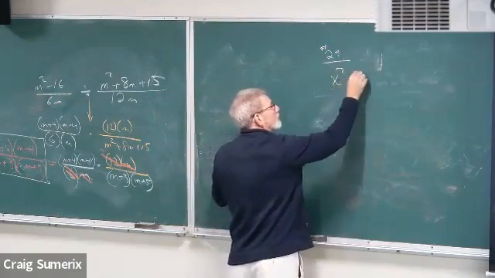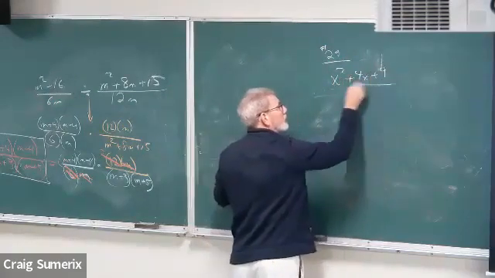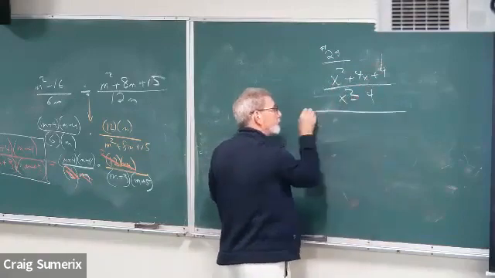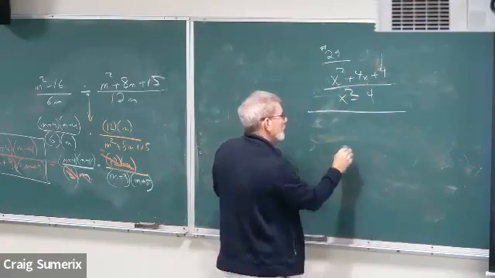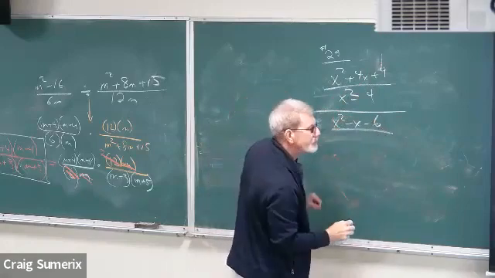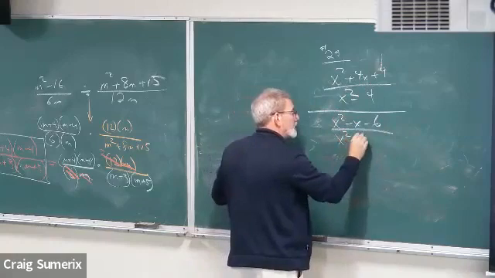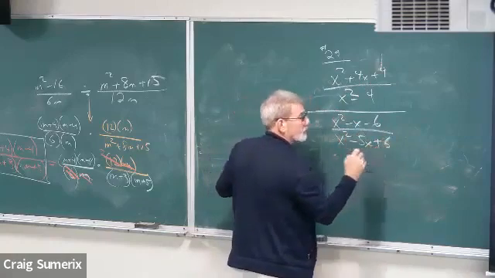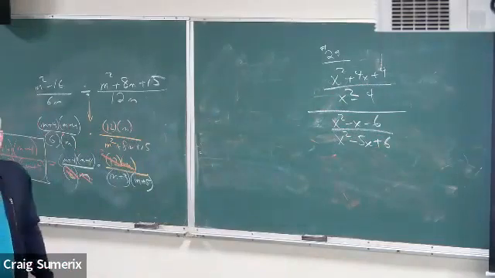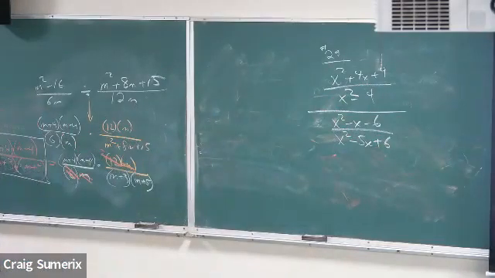X squared plus 4x plus 4. X squared minus 4. X squared minus x minus 6. X squared minus 5x plus 6. Yeah, you already know how to do this one. From chapter 1.